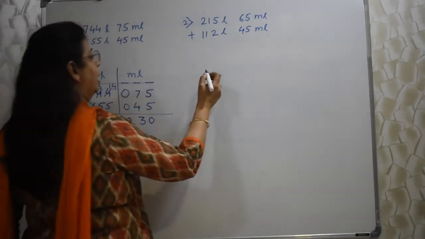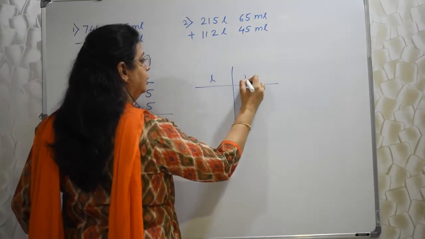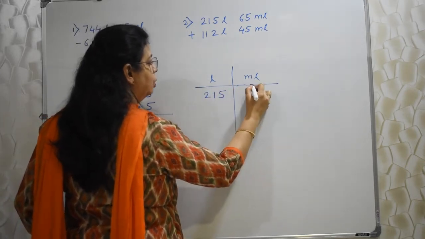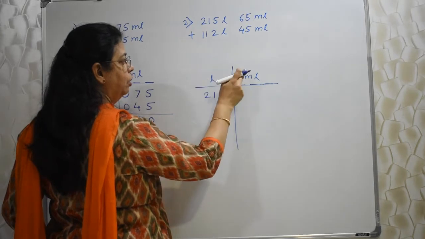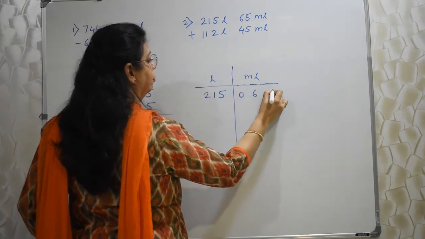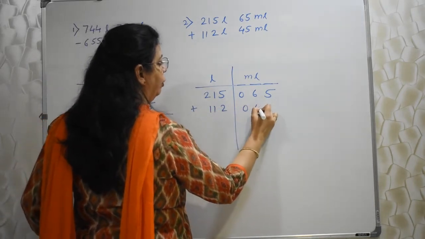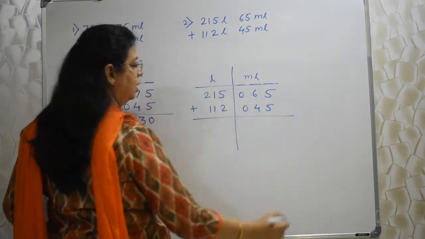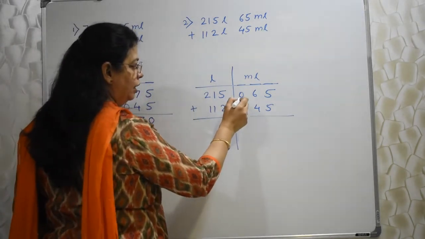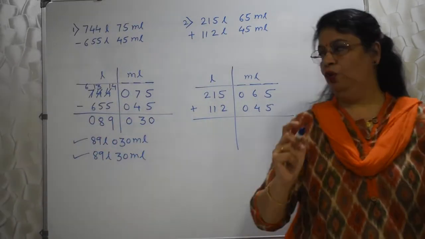Now here, same way, liters, milliliters. 215 milliliter has to have 3 places because the relation between these two is of 1000 again. So 065 plus 112, 045. See students, once this is done, anybody can do the addition, but only smart students can write this 0 here. So if you want to be smart, you have to keep a track.